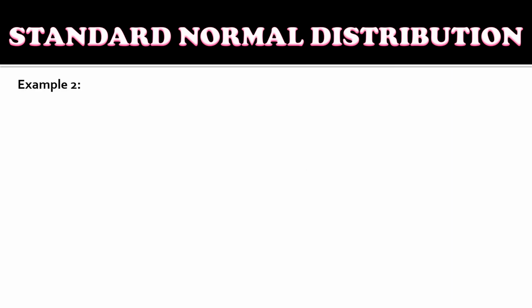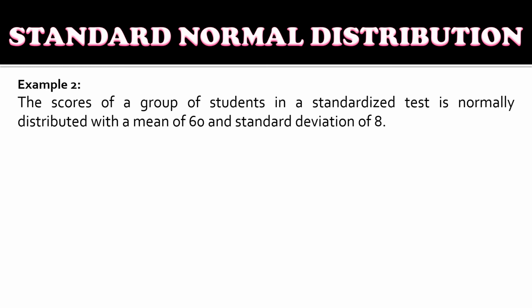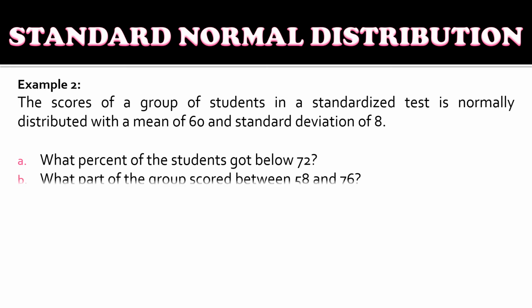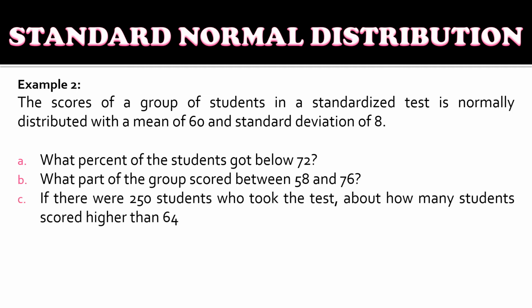Example number 2: the scores of a group of students in a standardized test are normally distributed with a mean of 60 and standard deviation of 8. What percent of the students got below 72? What part of the group scored between 58 and 76? Then, if there were 250 students who took the test, about how many students scored higher than 64?